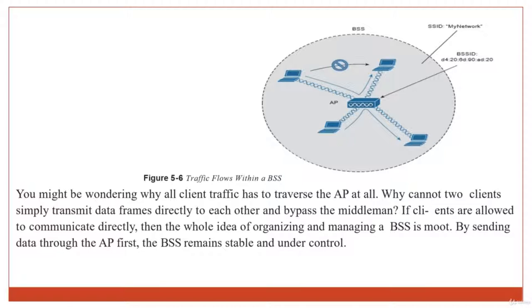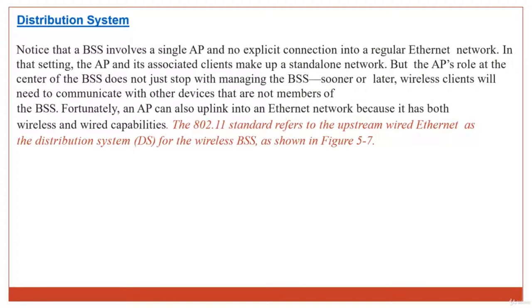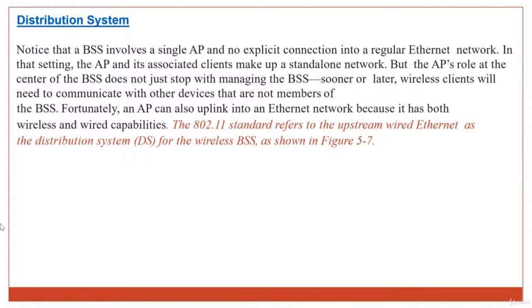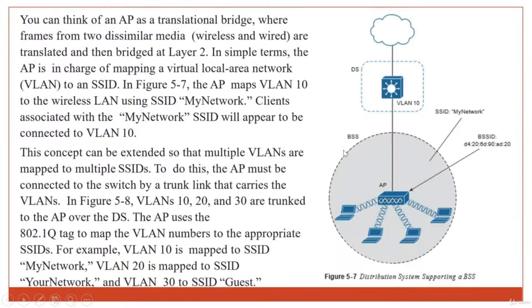Now, a very important thing here is that for each and every wireless network, you should have the core, and that core is nothing but a wired network. So behind every wireless network, we have the backbone wired network. And that backbone wired network is termed as the distribution system, DS. So here you can see in the diagram that you have DS. And again, behind that, you have routers, switches, firewalls, etc.